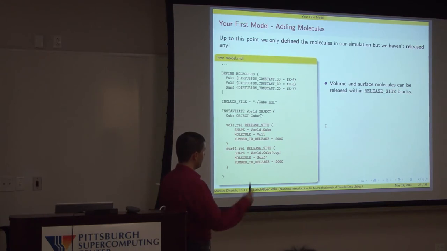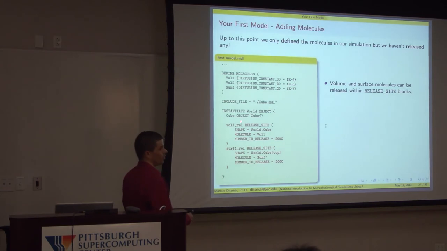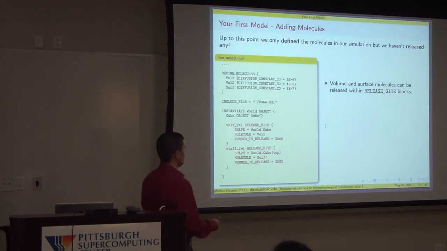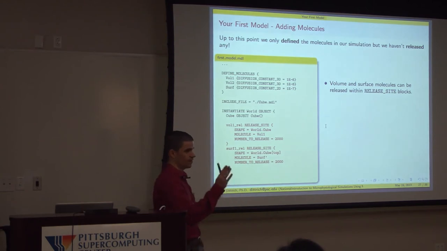So you have this hierarchy of names in MCell. Maybe that takes a little bit of getting used to. So your main simulation is called world in this case. You can give it any name you want. We call it world. And then this is the cube object within the world. And so basically your shape is world.cube. So the dot separates these different levels.